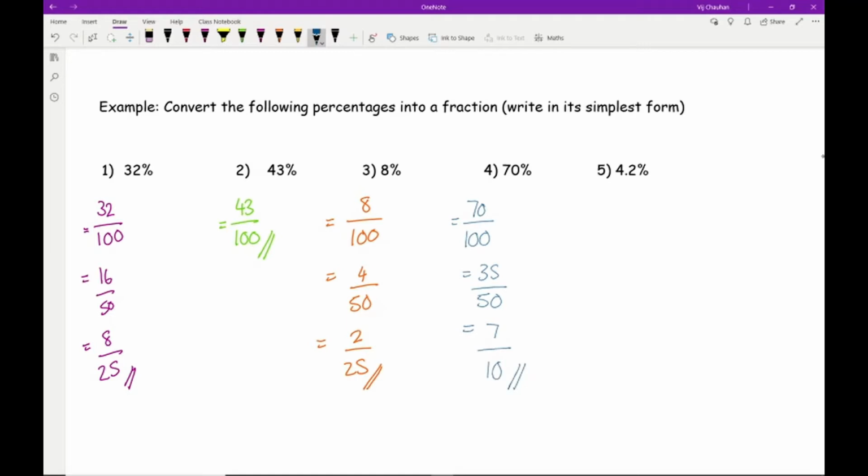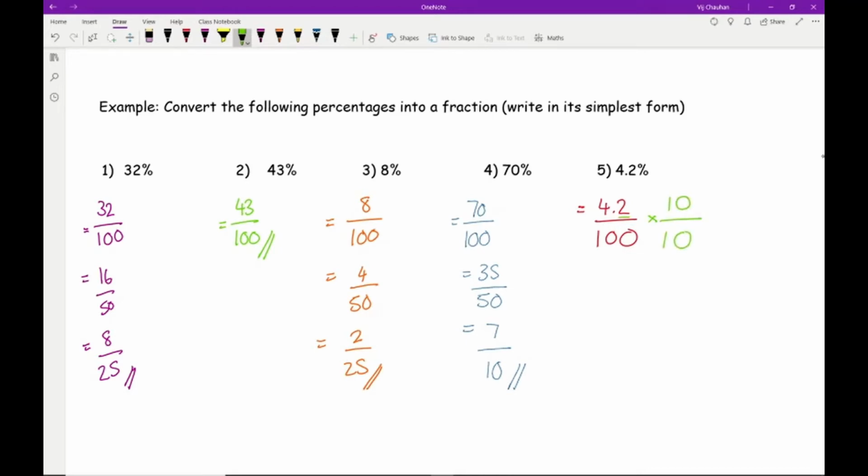Now moving on to question 5, as we talked about, we've got a decimal number. Again, the first thing you want to do is 4.2 divided by 100. Now the problem with this is that you can't write a decimal in a fraction, so what do we do? In this case, because we've got one number after the decimal point in 4.2, I'm going to multiply both the numerator and the denominator by 10.